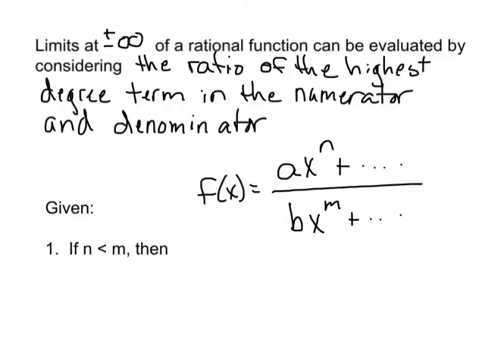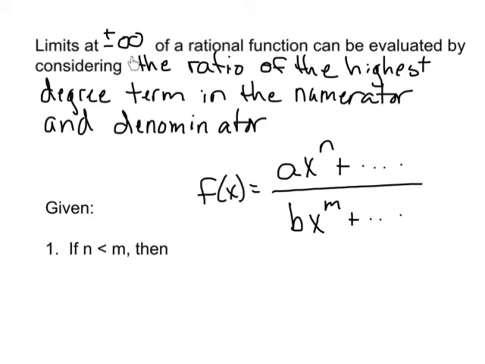Now, another way to evaluate the limit, instead of dividing each term by the highest degree, is to look at 3 cases, and we've done this before. We've done this when we looked at the horizontal asymptote of rational functions. So it's the same process, because we've just equated the limits to those.